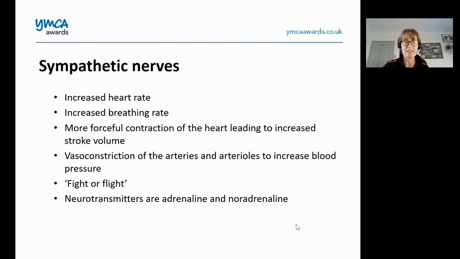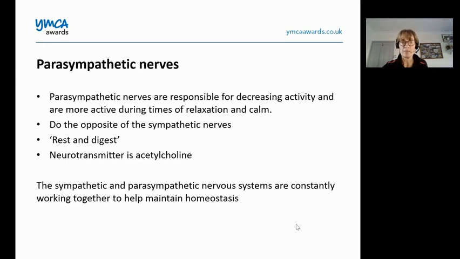So if I go back to that, for the parasympathetic, we're going to have a reduced heart rate, reduced breathing rate, reduced blood pressure. It's completely the opposite. And the neurotransmitter used in our parasympathetic system is acetylcholine. Our nerve endings contain both these different kinds of neurotransmitters. It just depends on the need of our body at that particular time which one is released. So it's kind of a balancing act.